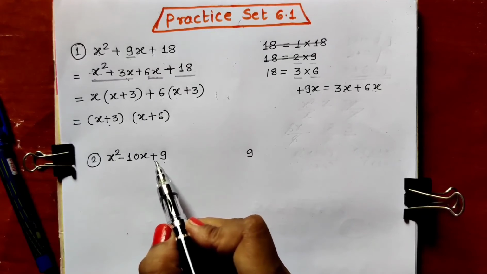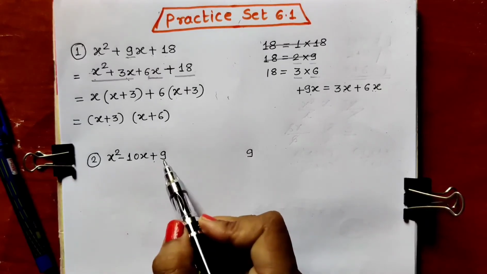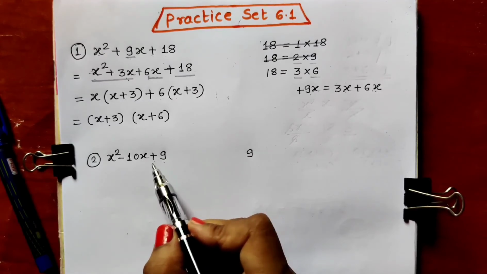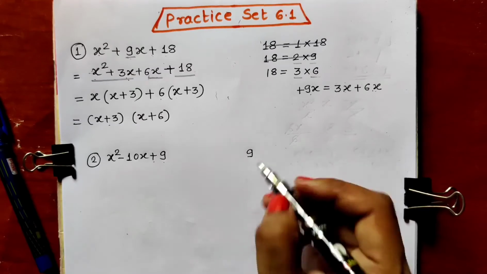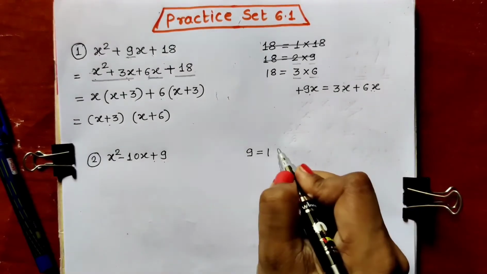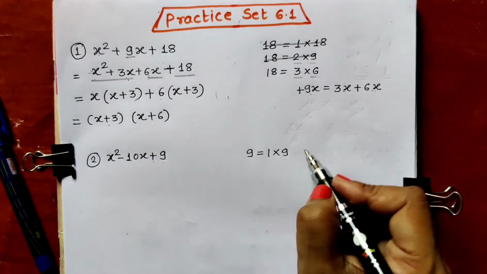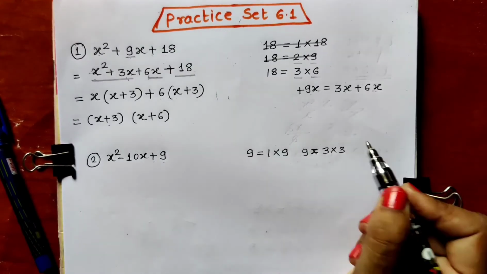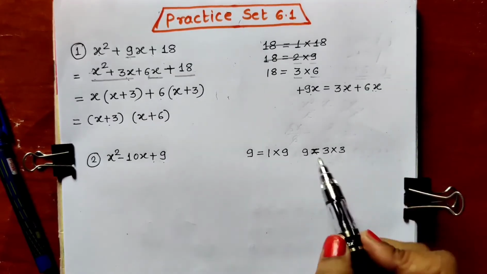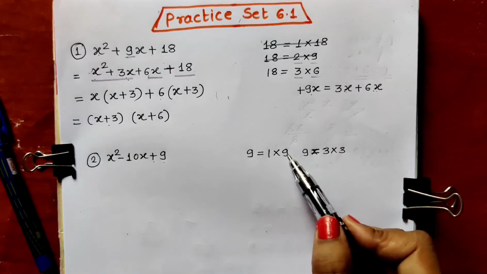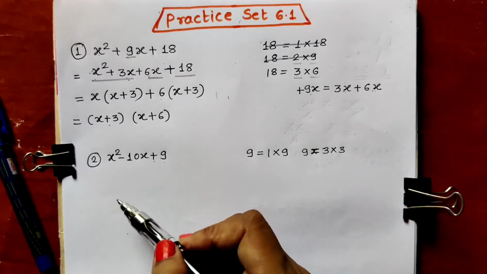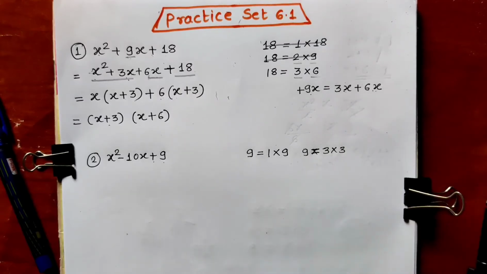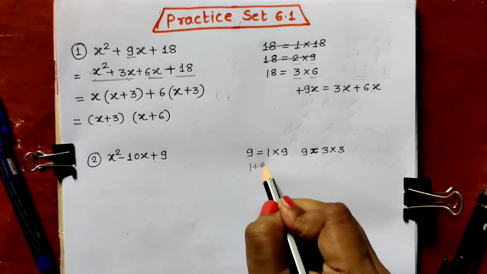Why addition? Because sign of 9 is plus sign. Sign of constant term is plus sign. That's why we have to find out two factors whose addition should be the coefficient of middle term. So factors of 9 are 1 into 9. Factors of 9 are 3 3s are 9. Correct? As we all can see here, 1 and 9, these two factors are there, and 1 plus 9 is equal to 10.